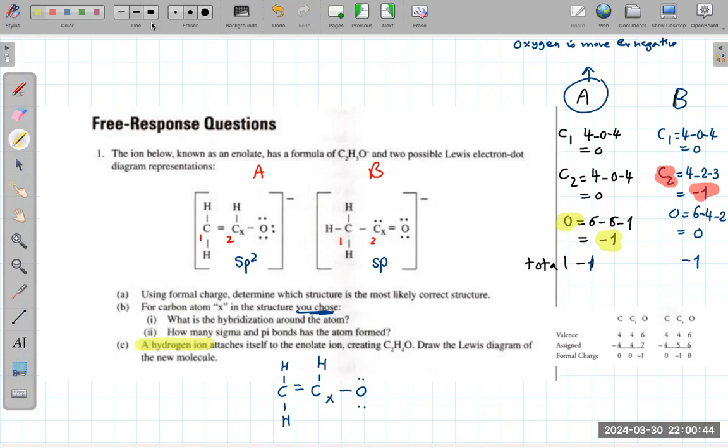No, I hope this is not a mirror. Okay. So it means that it has no electrons.